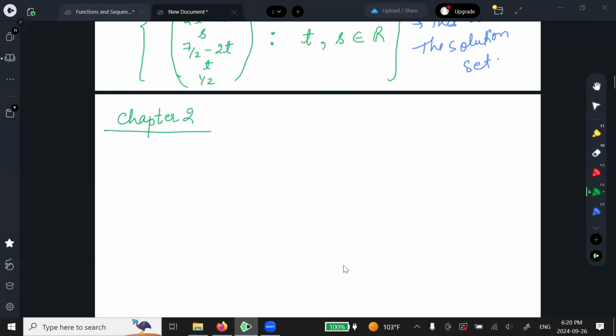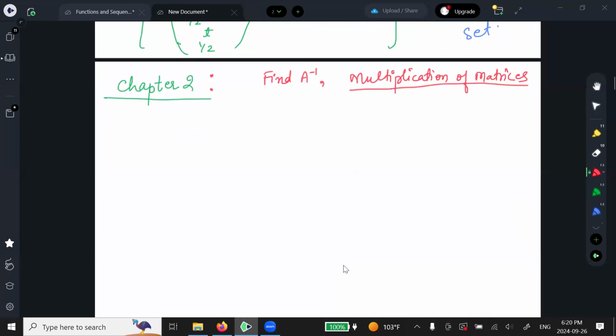Again, read lecture notes. I have a bunch of theorems, but just know two things are important: finding A inverse and multiplication of matrices. Just don't forget these two. Videos for everything are on my channel, so just make sure you practice. If you're stuck, watch a video, and make sure you write the questions down.